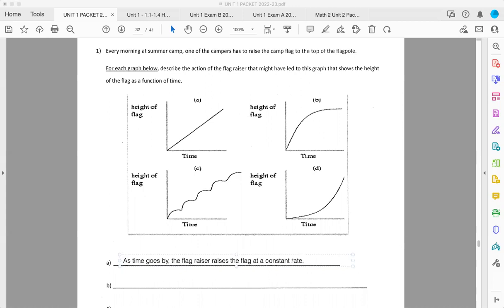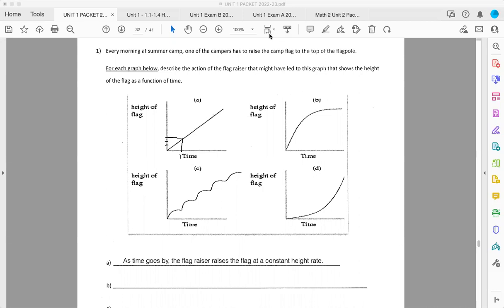You can put at a constant height rate. That means maybe the flag raiser raises the flag 3 inches every 1 minute or every 1 hour, right? And he or she keeps doing that over and over again. That means every 3 inches corresponds to maybe 1. And then you keep going this way, 3 to 1, 3 to 1, 3, and so on, right?